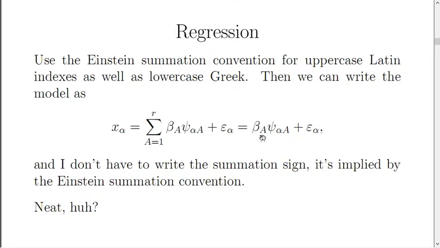By the way, that's the fact that it's repeated in a product. If it were repeated in a sum instead of a product, we wouldn't actually apply the Einstein summation convention. Or I should say, the Einstein summation convention wouldn't apply. Then I don't have to write the summation sign. It's implied by the repeated index A and the Einstein summation convention, which I think is pretty cool.